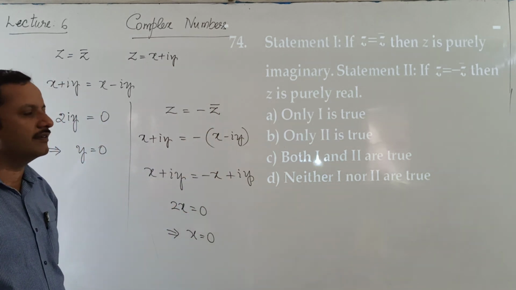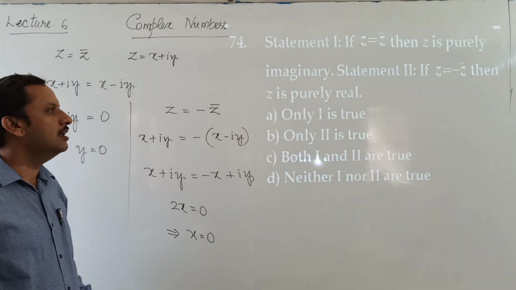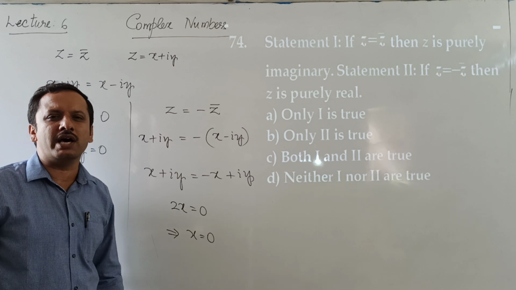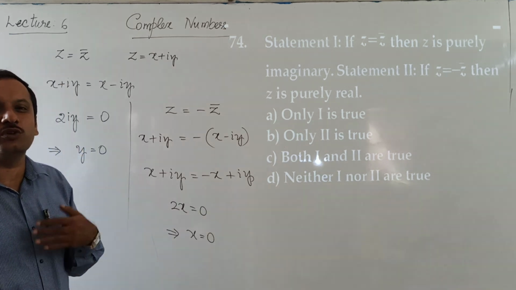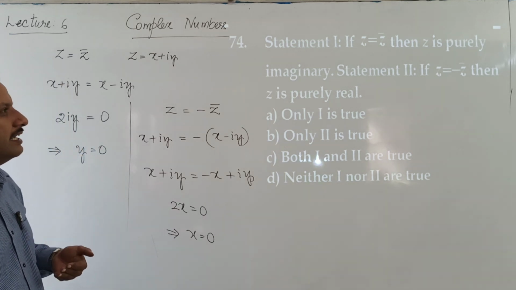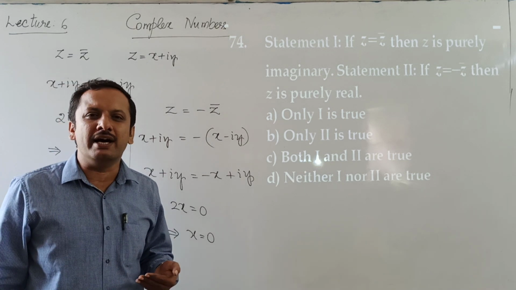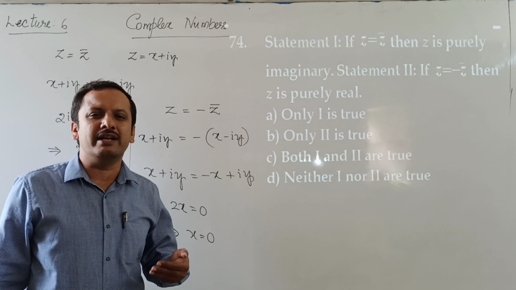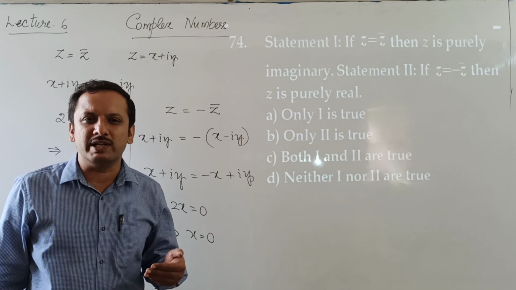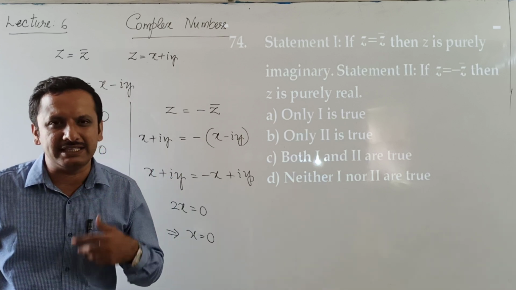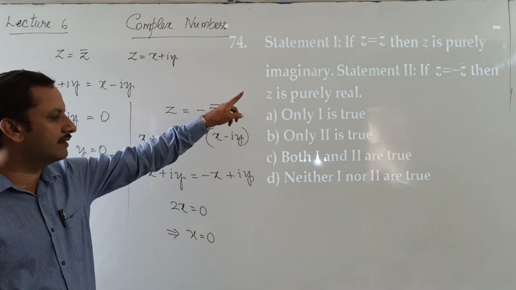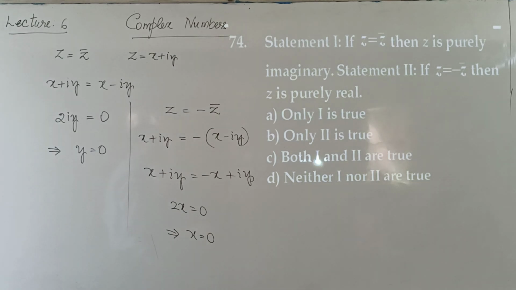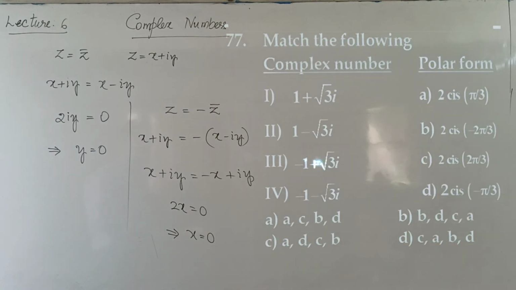So what are they doing? They have given that z is purely real. So both the statements are false. So neither 1 nor 2 is true. Actually, it should be the other way around. The actual statement is if z is equal to z bar, then z is purely real. And if z is equal to minus z bar, then z is purely imaginary. This is the correct statement. Remember that statement. However, here the given statements are both wrong. Okay. Let's look at the next question.